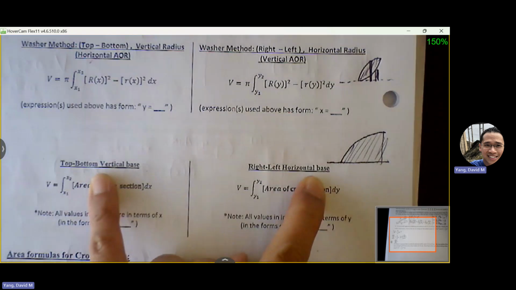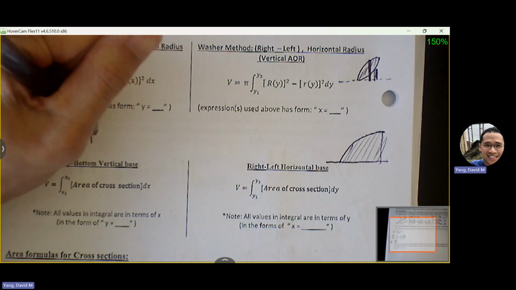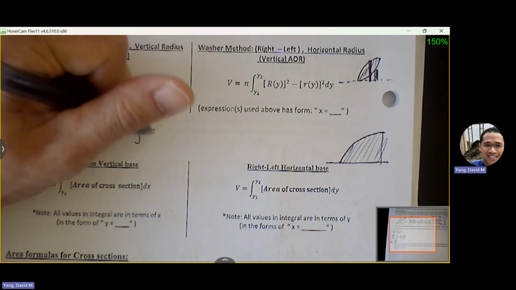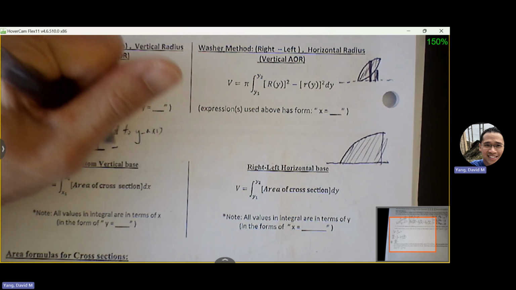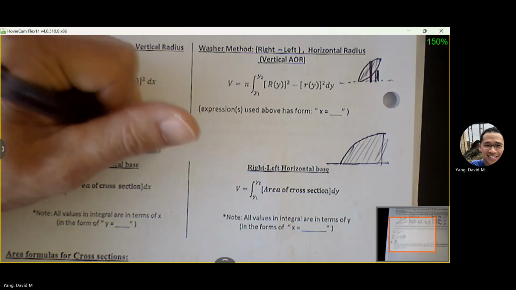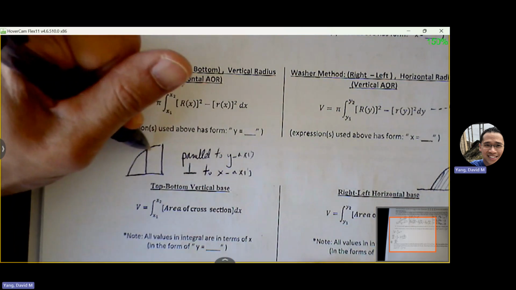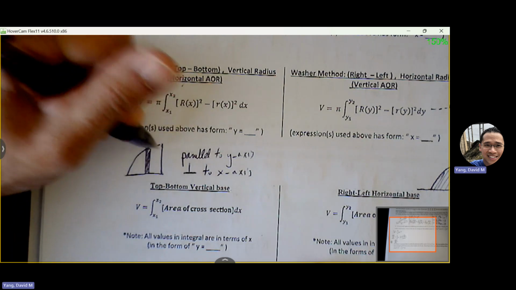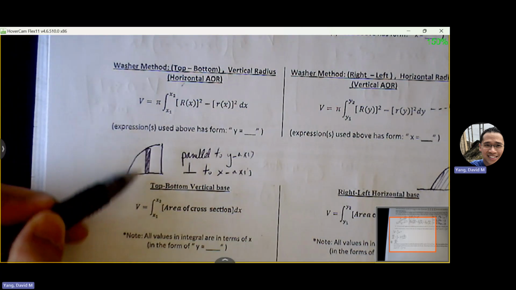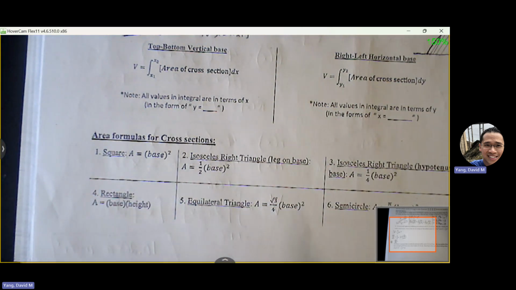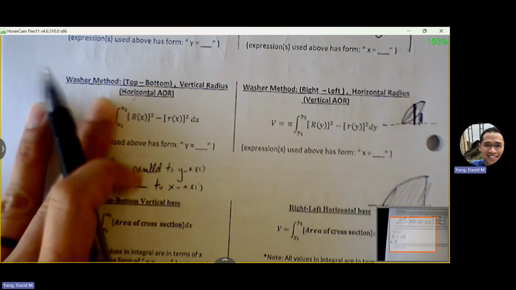So if it's a vertical base, they will say something like parallel to the y-axis or perpendicular to the x-axis. If we see that, then we're going to be drawing a vertical base length. So we're going to treat it like area. We'll do top minus bottom, and then we'll take that base length and we'll insert it into whatever shape we're trying to build, either a square, triangle, or semicircle.